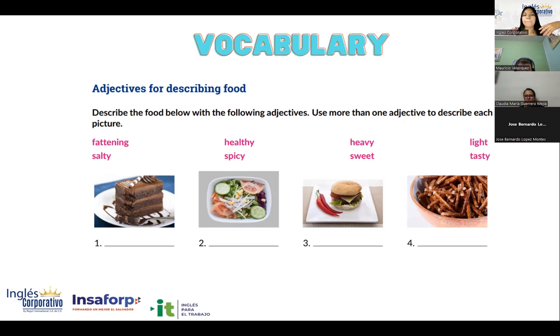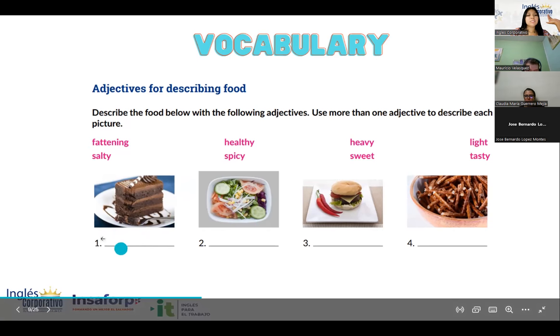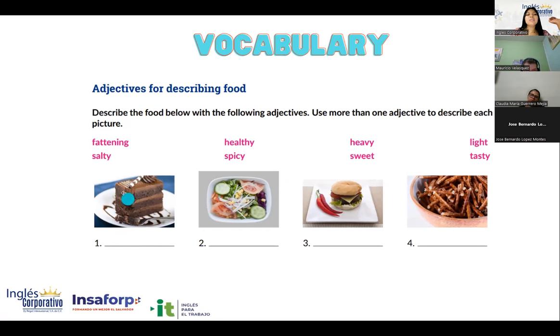Okay. Perfect. So for example, picture one. What do you think? Sweet. Do you think that this is fattening? Yes, it is. I think that it is, right? Because of sugar. What about number two?